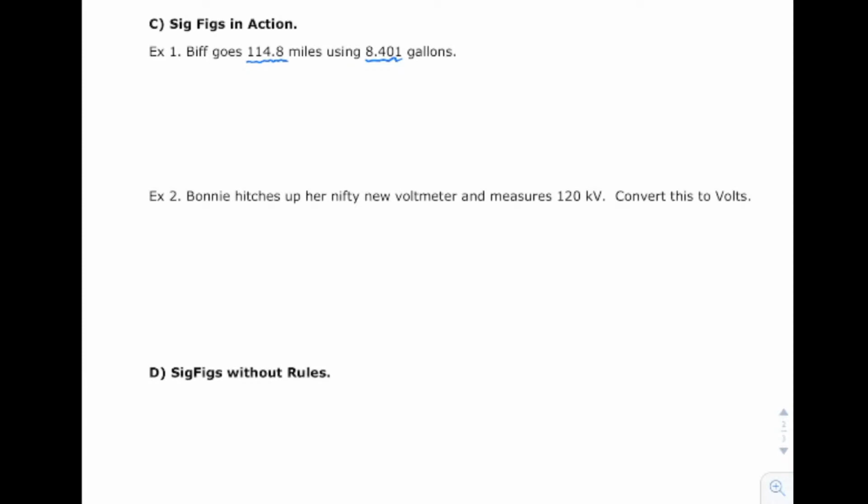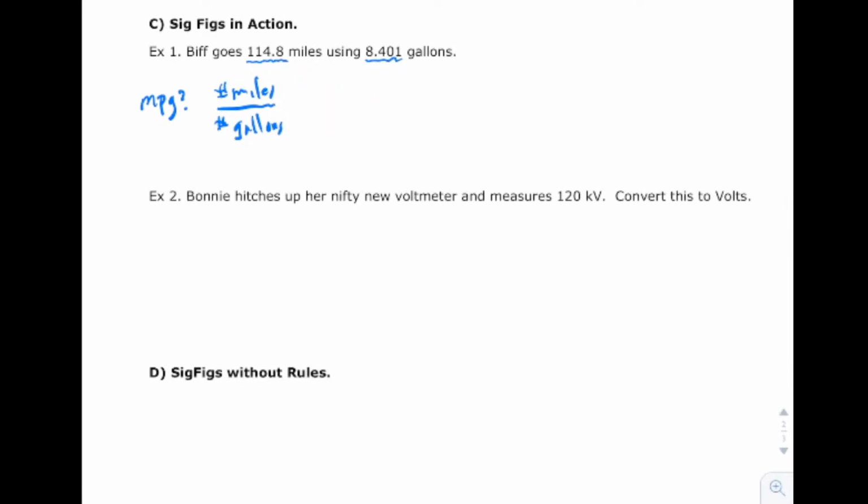So what's his miles per gallon? MPG, miles per gallon. Miles per gallon means you would take the number of miles divided by the number of gallons. Okay, so if you went 10 miles on 1 gallon, that would be 10 miles per gallon. If you went 10 miles on 2 gallons, that would only be 5 miles per gallon, and so on, right? So that's why the division makes sense.